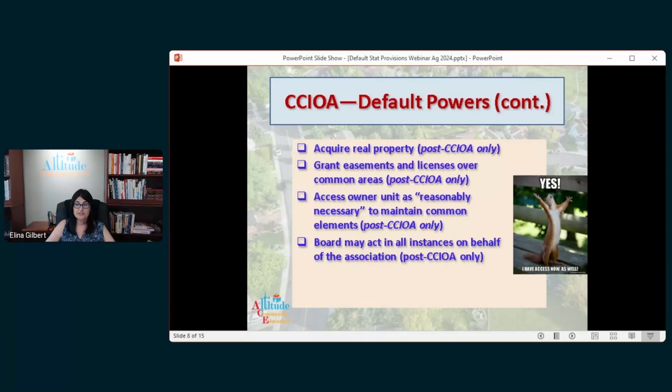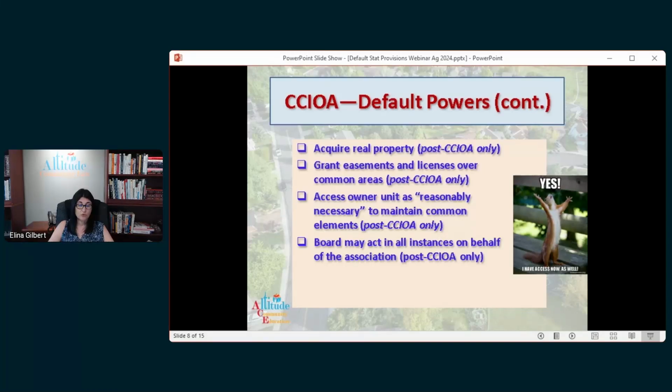We can grant easements and licenses over common elements, over common areas. What does that look like? The best thing I can think of is we see a lot of Comcast type easement requests from Comcast to bury cables and things like that. And sometimes, you know, the government wants to bury things there. And so there's easements that are granted. And for post-CCIOA communities, you can grant that easement whether or not you have specific authority in your governing documents. If you don't have that authority and you're a pre-CCIOA community, it's questionable whether or not you can do it.